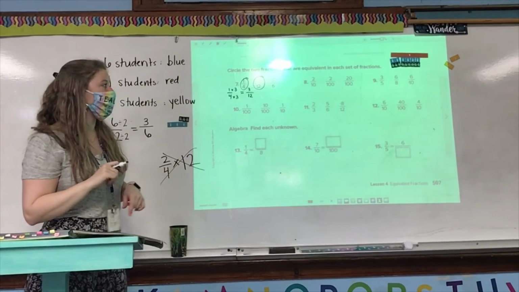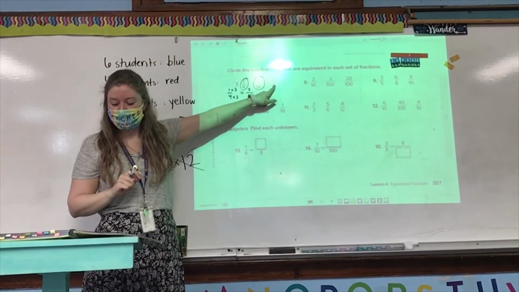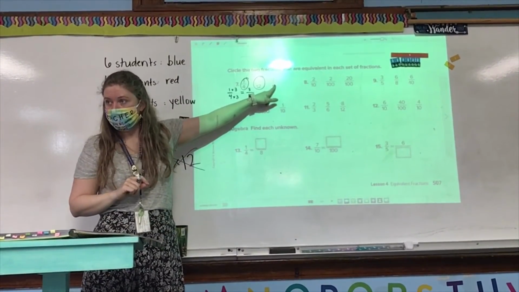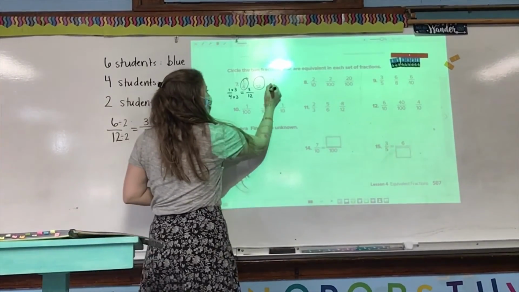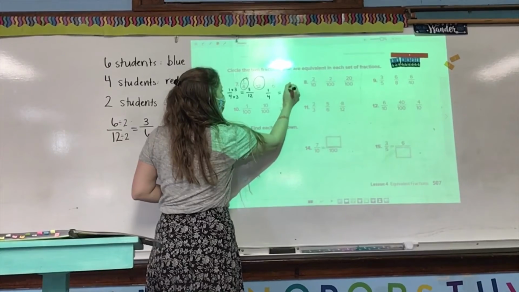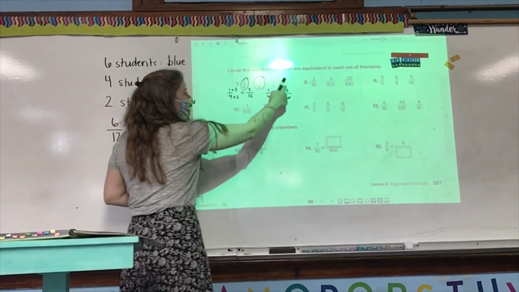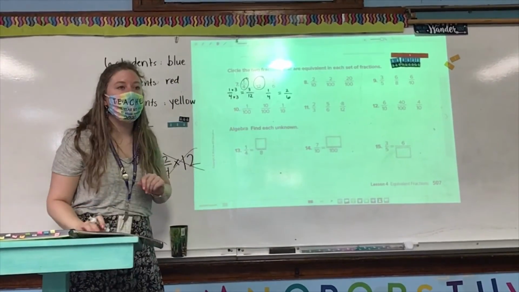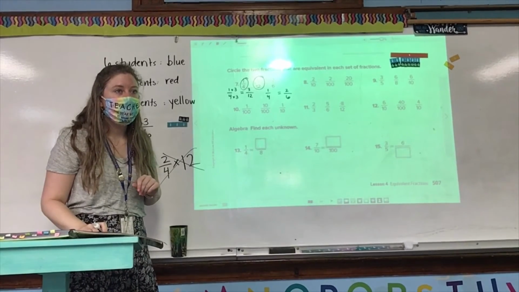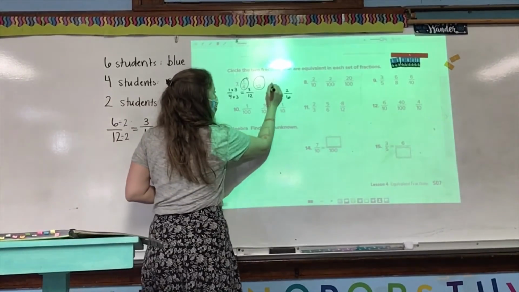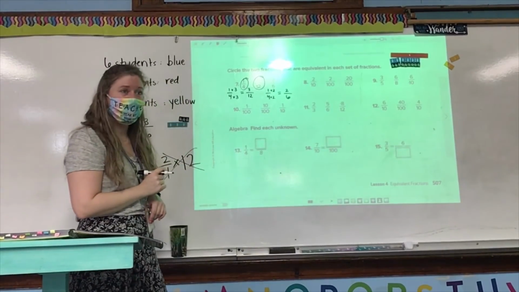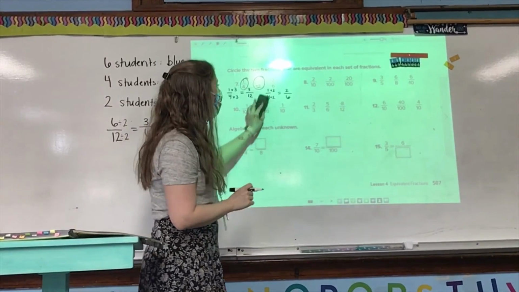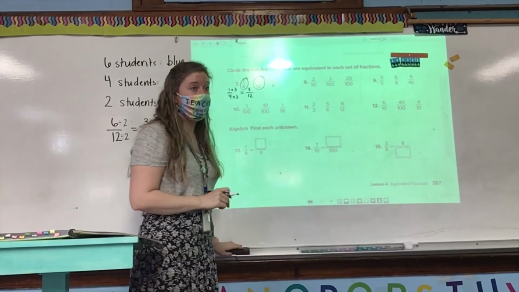But we also need to check, is 2/6 also equivalent? Is there anything we can multiply? 1 times what will give us 2, Carla? 1 times 2 equals 2. Is 4 times 2 equal to 6? No. So that means 1/4 and 2/6 are not equivalent.